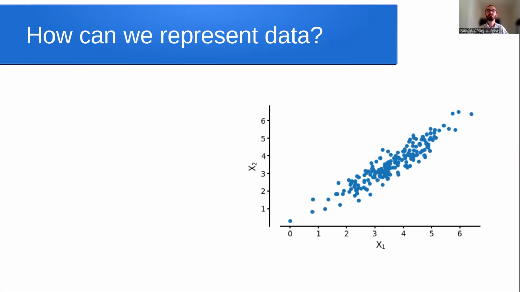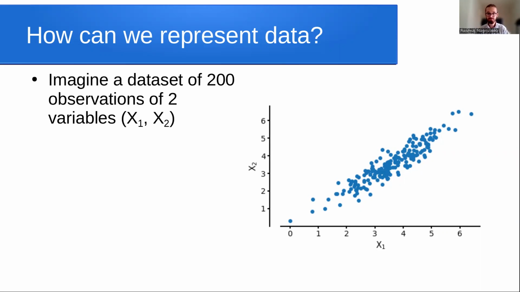We're going to start by imagining a very simple case where we have observed lots of data of something, and it doesn't really matter what. We can just imagine that we have 200 observations of two variables. A very common example is petals of iris, the flower. I plotted this example data here on the right, where you have a variable x1 and x2.